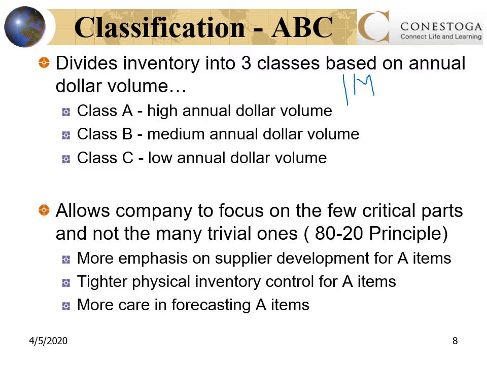Now, always the focus of the company has to be on the class A items, because class A items are very expensive. So the emphasis should always be on supplier development for class A items, and due care has to be given while forecasting the class A items. If you are not doing it properly, you may end up spending really high on your inventory expenses.